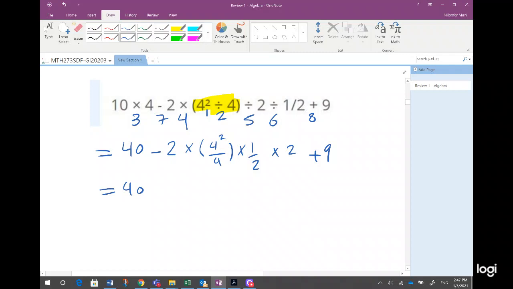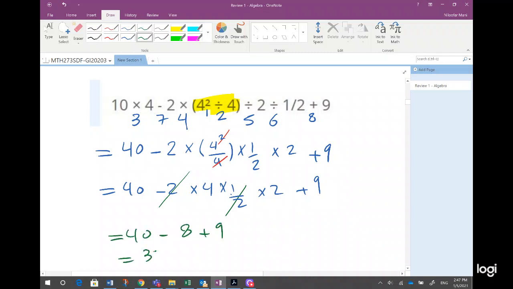So it is 40 minus 2 multiplied by 4, because I can cancel one of them here, so it's 4 power 2 divided by 4, which is 16 divided by 4, which is 4, right? So I just cancel one of the 4s with each other. And then I continue, so it's 2 multiplied by that plus that. I can simplify again, this and that, so it is 40 minus 8 plus 9, which is 32 plus 9, which is 41.